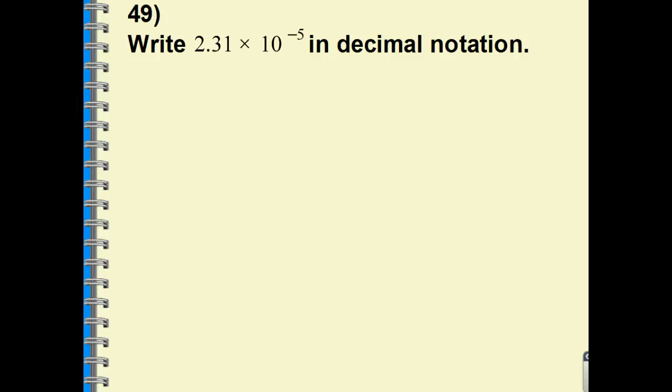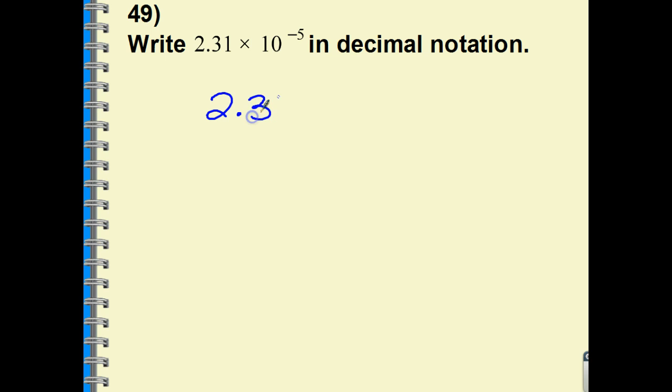All right, number 49 says, write this scientific notation in decimal notation. I am noticing that our power of 10 is to the negative fifth power, which means you are multiplying 2 and 31 hundredths by a number that is less than 1. It is a fraction. It is a very small number. So we are going to be taking 2 and 31 hundredths and making it smaller.